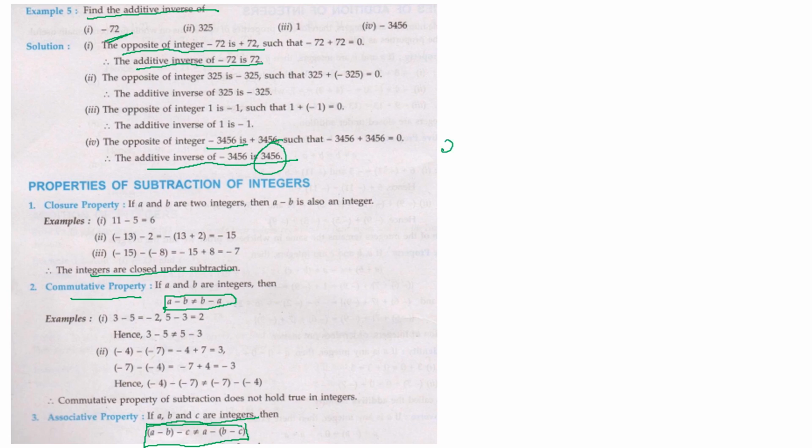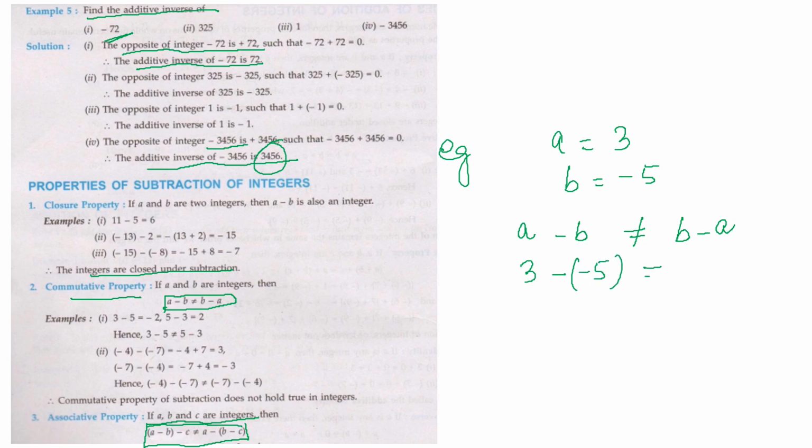We can take one example. If a equals 3 and b equals minus 5, then a minus b is not equal to b minus a. How? Let us put the value. 3 minus minus 5 is not equal to minus 5 minus 3, because this is 3, minus into minus will be a plus 5, and here it will be minus 5 minus 3. 3 plus 5 will be 8, minus 5 minus 3 will be minus 8.